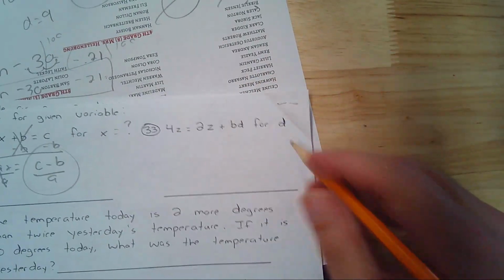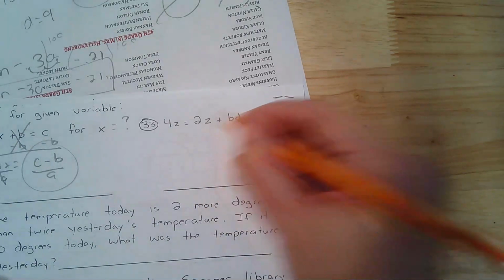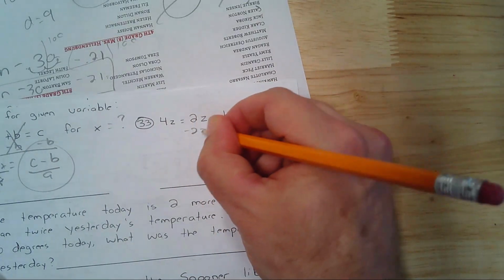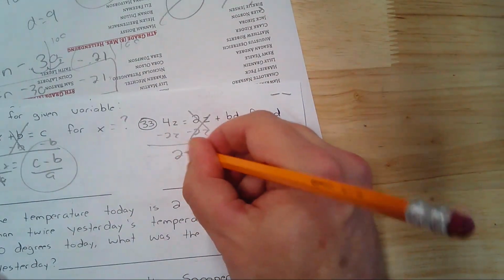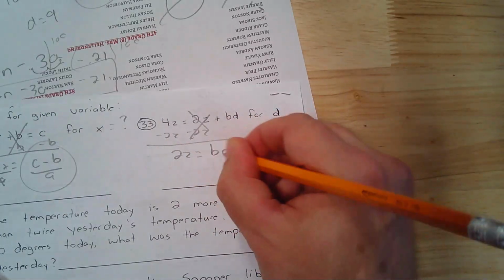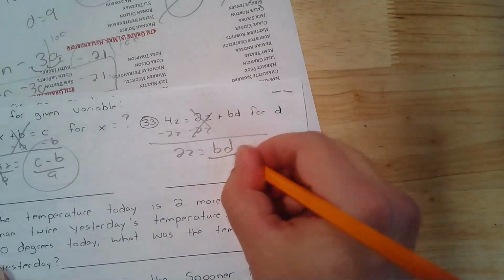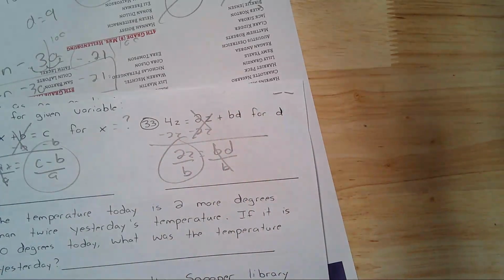33, solving for d. So first thing I do is get rid of this 2z, 4z thing. I'd subtract 2z from both sides. So 4z minus 2z is 2z equals bd. And then all I need to do is divide both sides by b, which means there it is, right there, 2z over b.